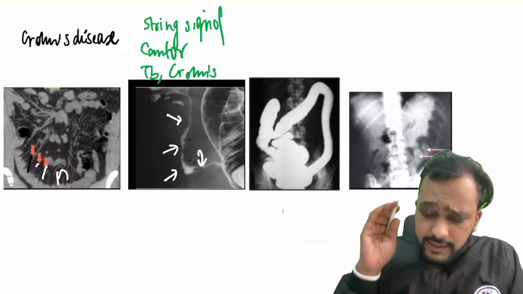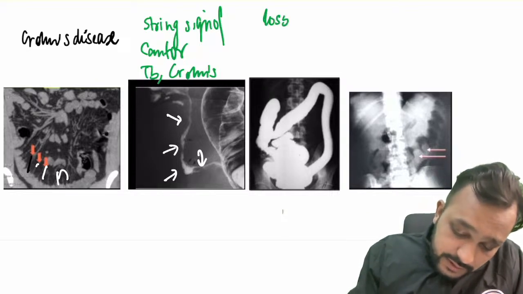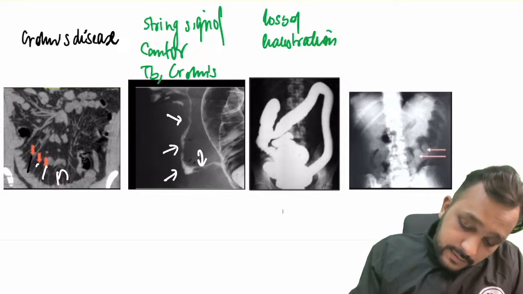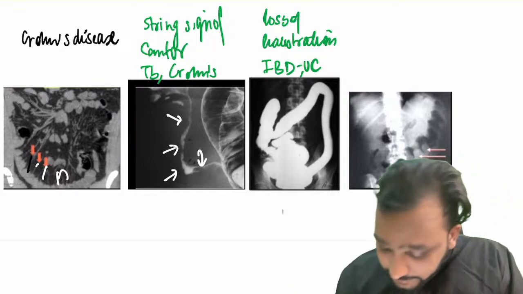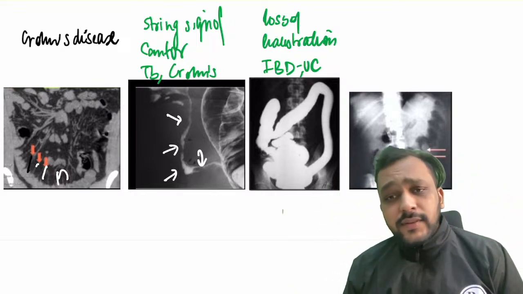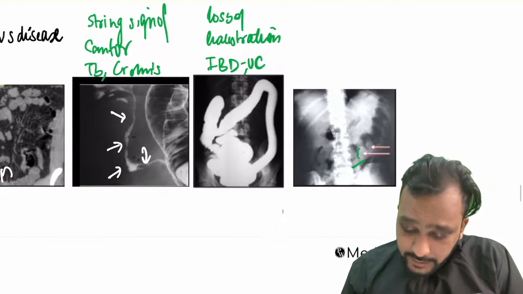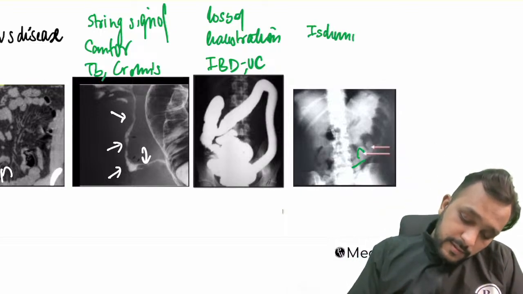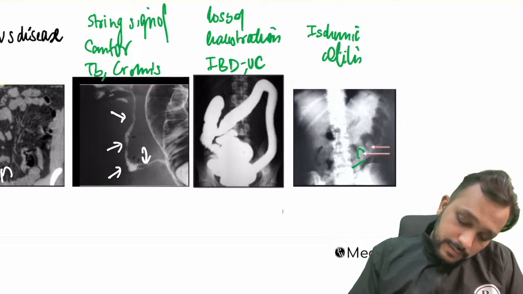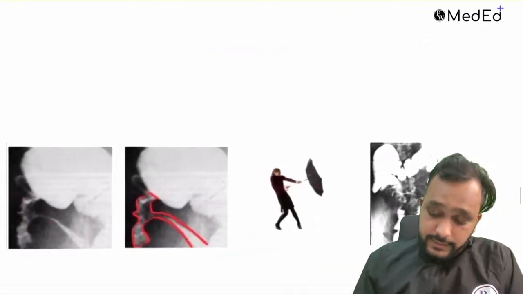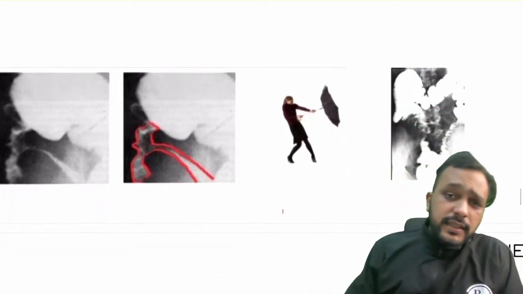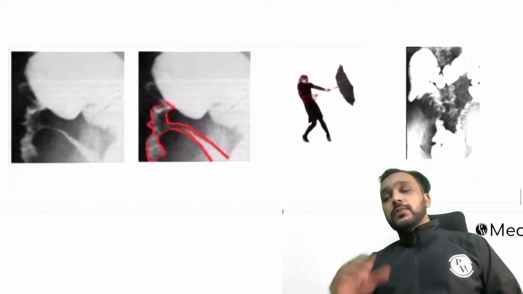And in the third image, we can see that there is loss of haustrations, and this loss of haustrations is seen in inflammatory bowel disease, that is your ulcerative colitis. And in the last image, we can see that there is thumb printing of the colon, that is seen in patients with ischemic colitis, right?